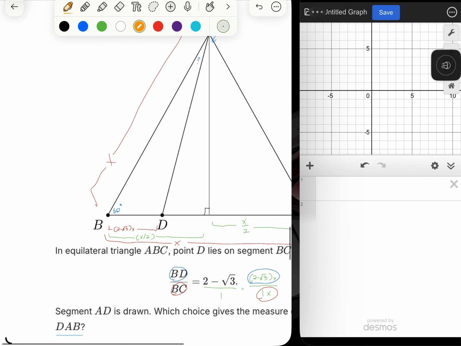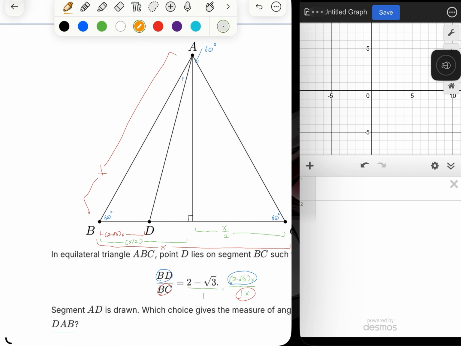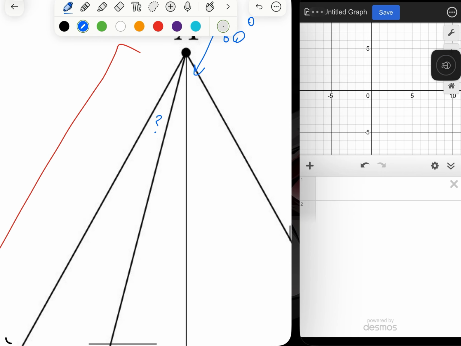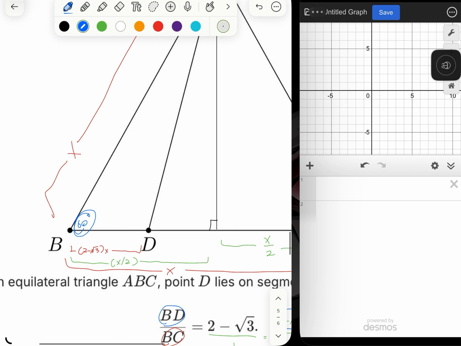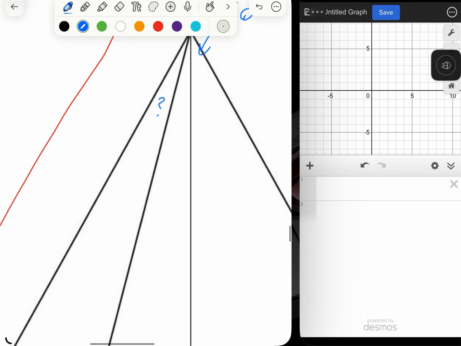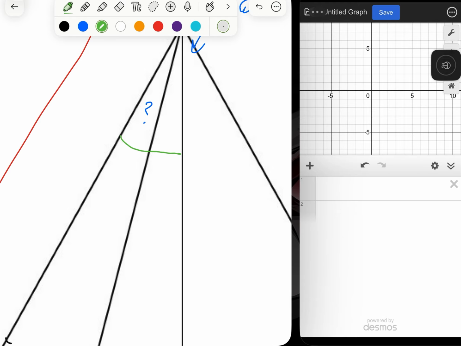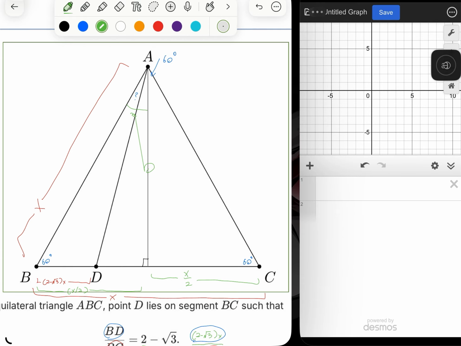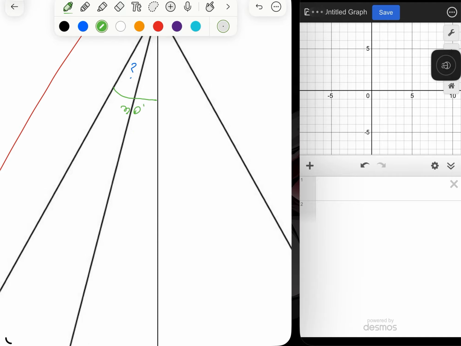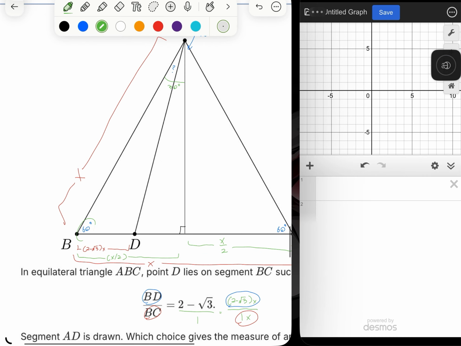Well, now what? What else can we express in terms of x? Well, we know this is 60 degrees. If this is 60 degrees and this is 90, that means this angle here has to be 30 degrees, because a triangle has 180 degrees in total. So we have 60, 30, 90.